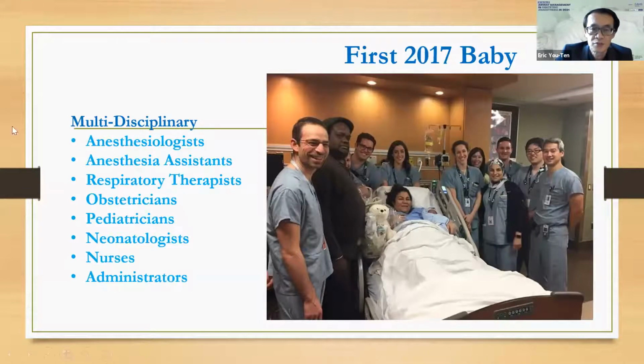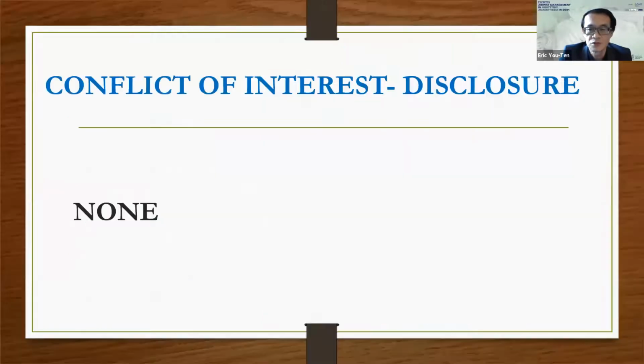As Mary mentioned, it's usually a multidisciplinary team. This was the first baby of 2017, and you can see there are multiple caregivers. This is the anesthesiologist of the day. There's a fellow and senior resident, the obstetrician, as well as the several obstetrician team, an anesthesia assistant, respiratory therapist, neonatologist, and the nurses. So the whole care of obstetric patients is very multidisciplinary, as in many institutions. And before I move on to my talk, I would share that I have no conflict of interest.